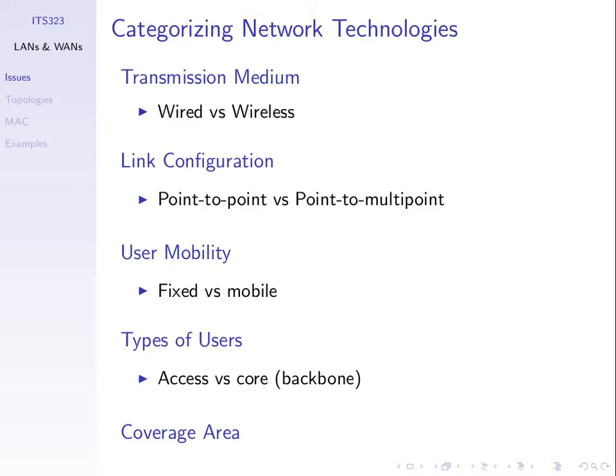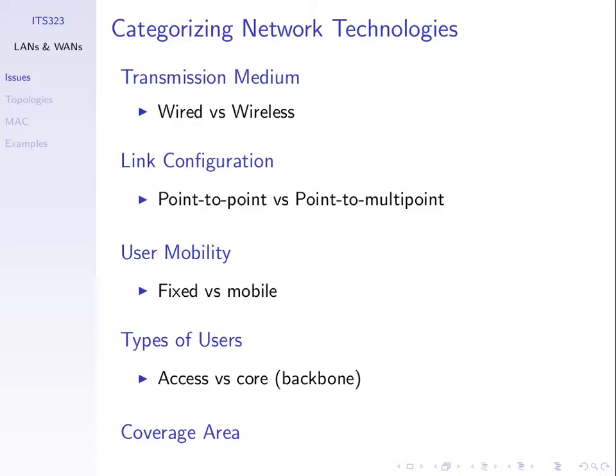So some of the ways to categorize network technologies are by transmission medium, a wired network versus a wireless network. So some technologies are wired, some are wireless. And there are advantages and disadvantages of each. Based upon the link configuration, some networks use point-to-point links. Remember, point-to-point, we have two devices and a link connects just those two devices. Point-to-multipoint, we can have multiple devices sharing that one link, like in wireless communications. So some network technologies use different link configurations.